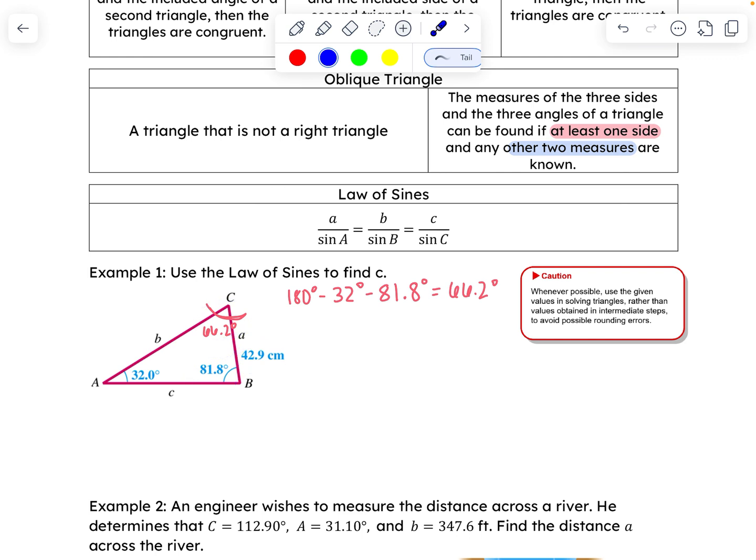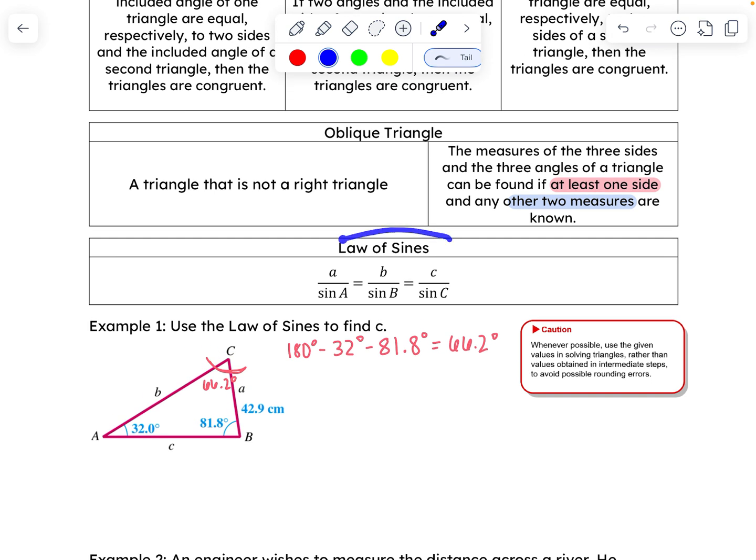So now I can use my law of sines, and that is what's in this box right here. My law of sines says that if I have side A over the sine of angle A, that's going to equal side B over the sine of angle B, and that's also going to equal side C over the sine of angle C.